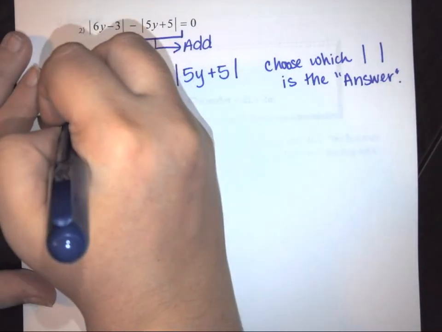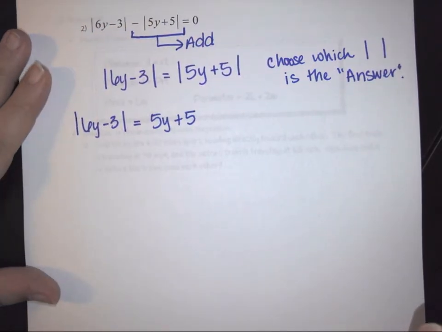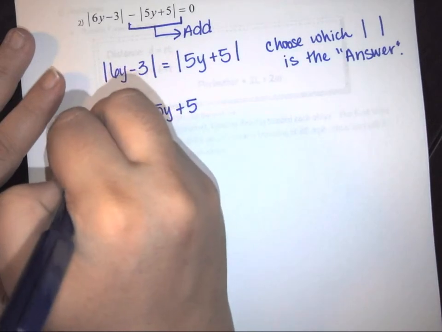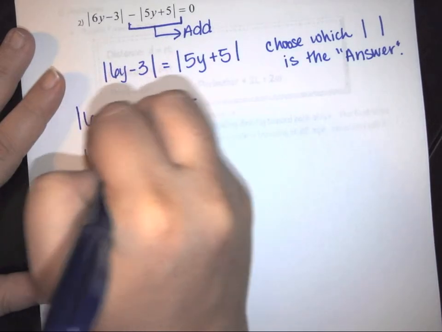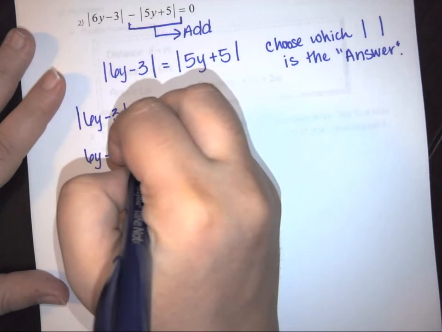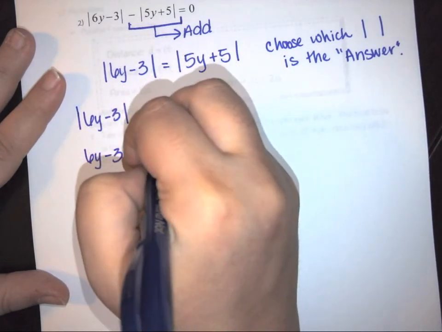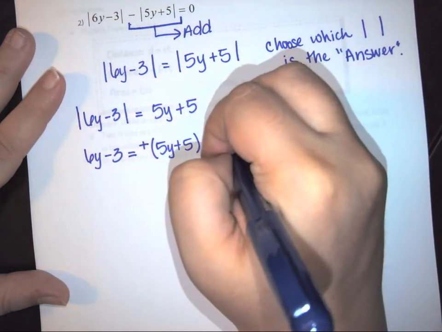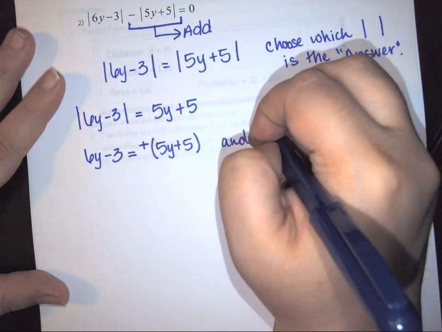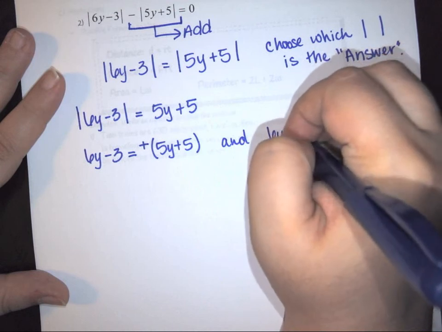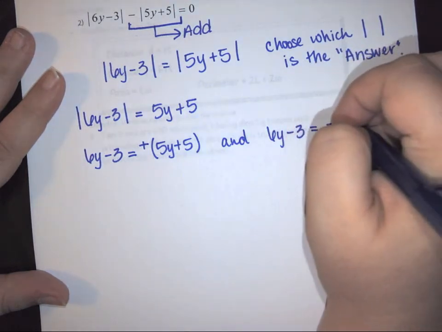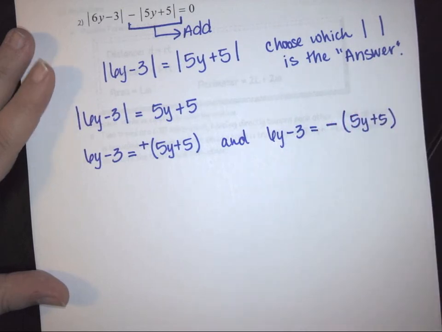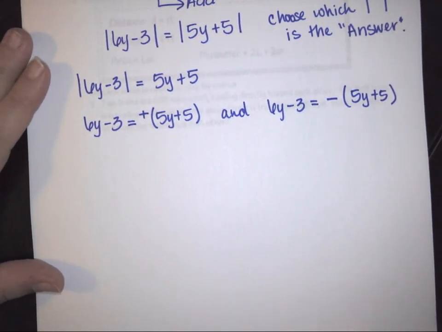So my absolute value is now completely isolated, which means I need to apply the rule. So the rule says I'm going to take my absolute value, so 6y minus 3, and I'm going to set it equal to the positive of my result, which is 5y plus 5, and I'm going to set it equal, so 6y minus 3 equals the negative of my result, which was 5y plus 5. I then have to solve both equations.